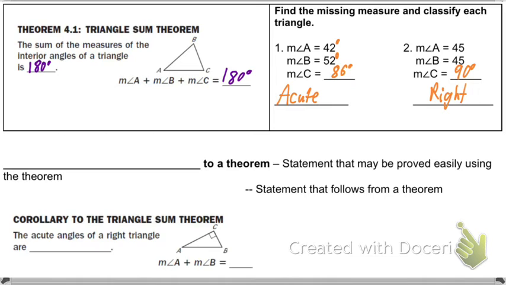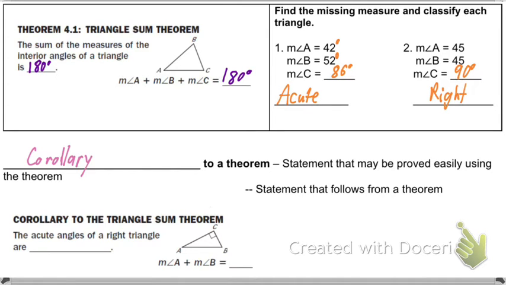Okay, there is another thing here. It's called a corollary. Have you guys ever heard of things being correlated? What does it mean when things are correlated? They work together, they kind of go together, they kind of follow one another. A corollary to a theorem is going to be very similar. It's a statement that may be proved easily using a theorem. So it's like one step away from the theorem, a statement that follows a theorem.